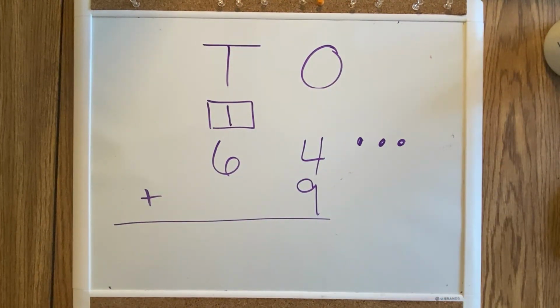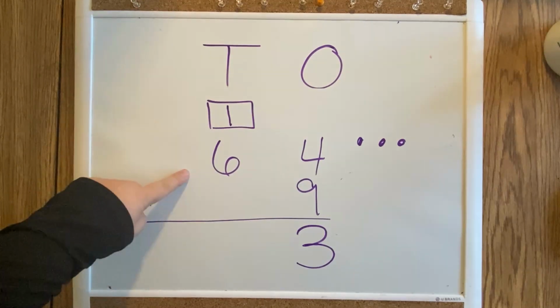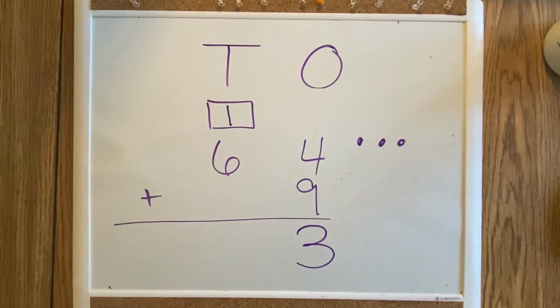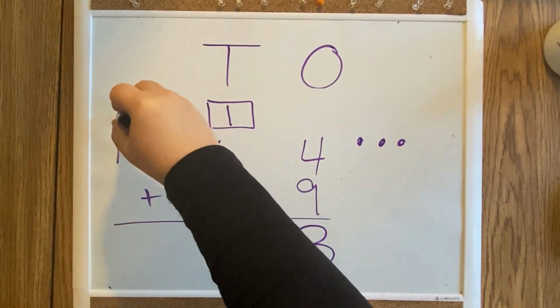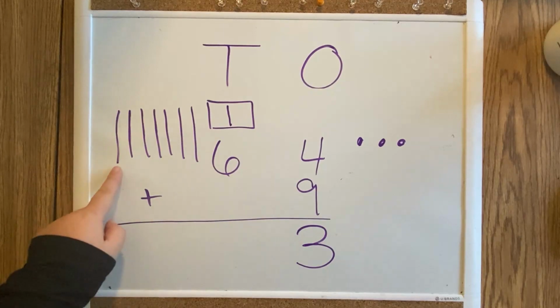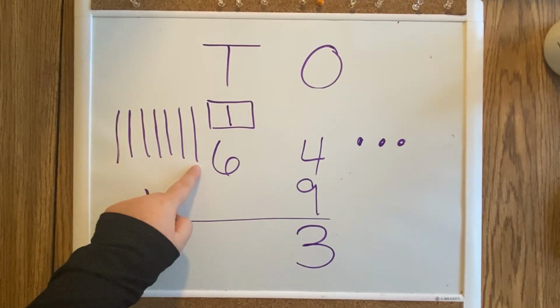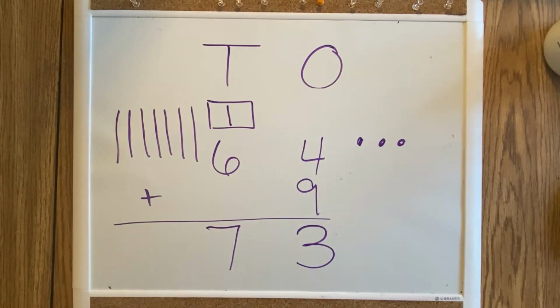How many ones are left over? 3. So those 3 ones can live happily in the ones place. Now we can solve for the tens. This is the new 10 up here that we made. 1 ten plus 6 tens equals, draw a picture if you need to. 1 ten that I made, and then 6 more tens. So 1, 2, 3, 4, 5, 6, 7. 7 tens. And our answer is 73.